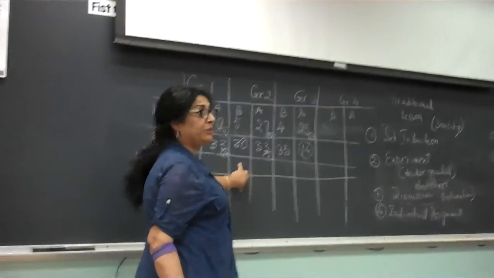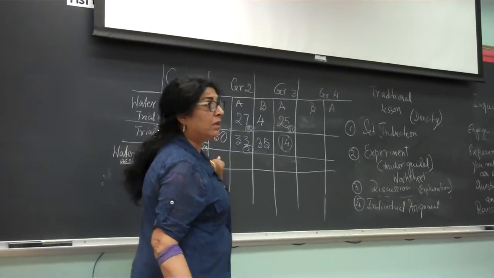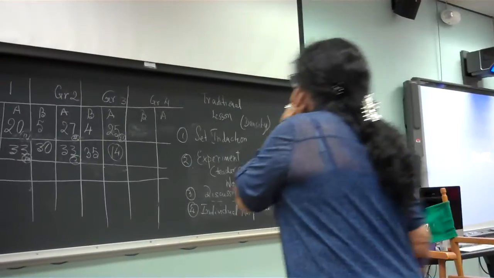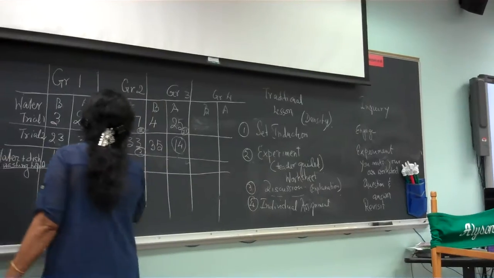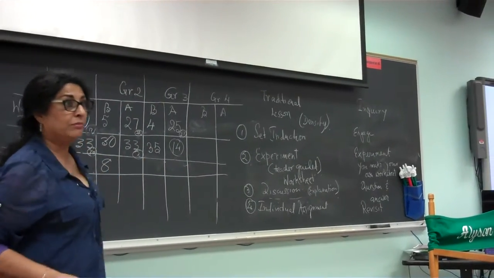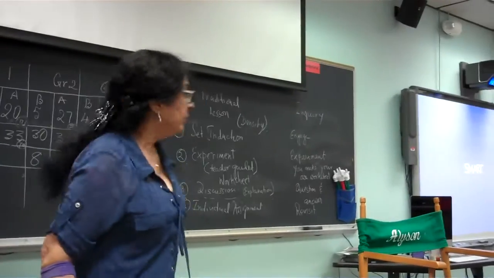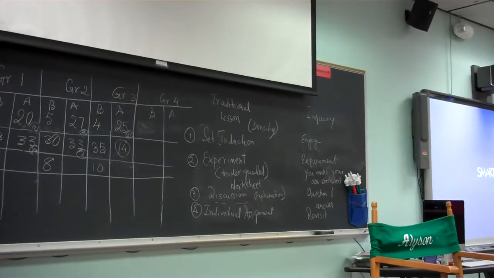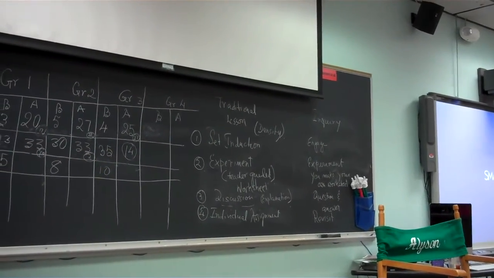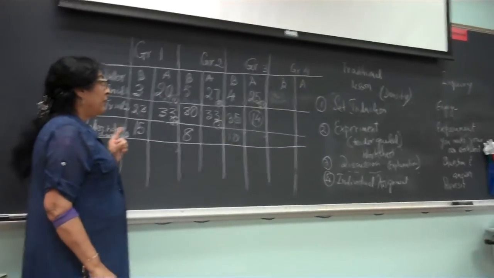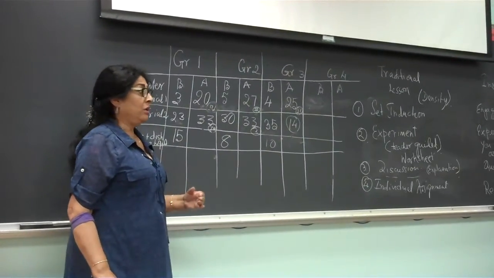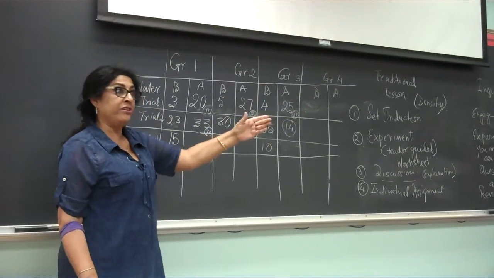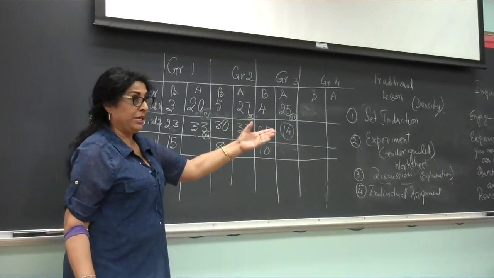Group 2, what do you think? I think like 8. Like 8? Okay. And group 3? 10. 10? So I can see here that you are making an educated guess based on your prior knowledge that you just gained after doing the experiment.